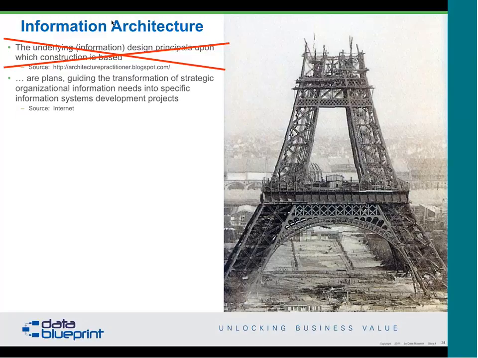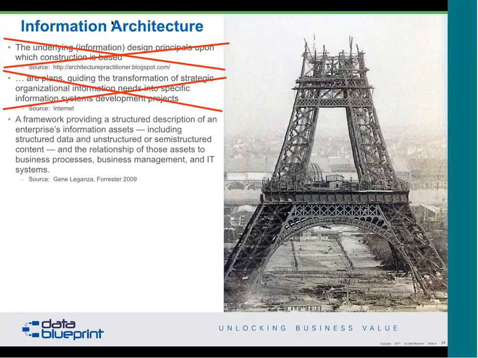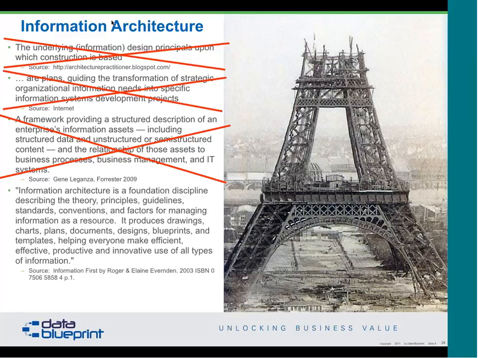If you say, I make plans guiding the transformation of strategic organizational information needs into specific information systems development projects, it might actually be correct, but it's usually not true in most organizations. We don't actually guide the development projects. If you say, well, I provide a framework providing a structured description of an information asset, including data, structured and unstructured or semi-structured content, and the relationship of those assets to business processes, business management, and IT systems, again, a correct definition. You've lost the executive, though, at that point because they're not going to quite be able to follow that.